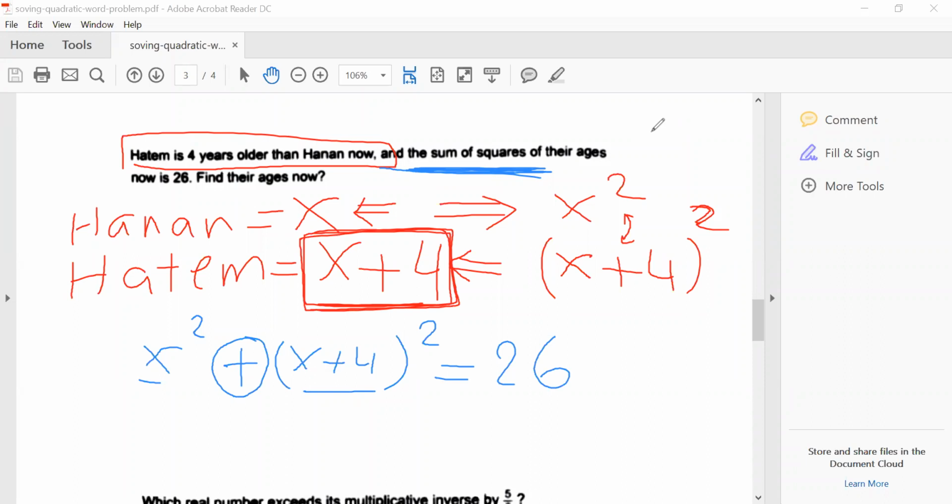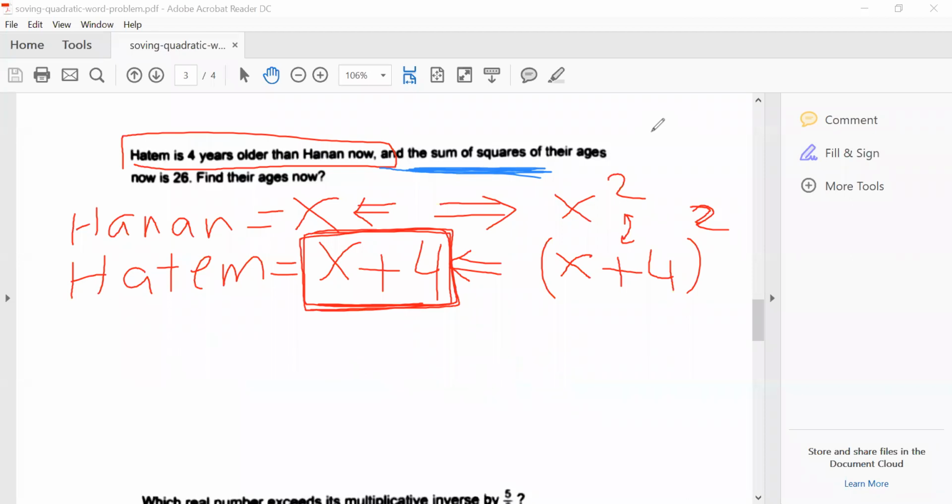Okay, till this part, any problem translating the word problem into symbols? Do you have any problem why it is X square plus X plus 4 all square equal 26? Okay, I write it again in smaller handwriting. X square plus X plus 4 all square equal 26. Now I have to complete it, multiplying, do anything to put it in our form.